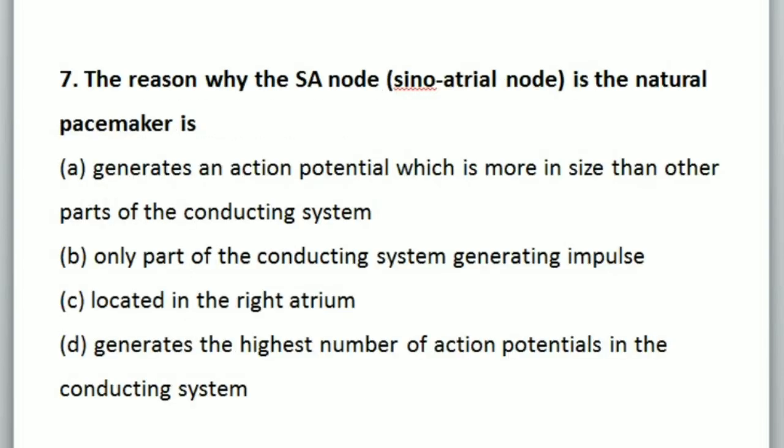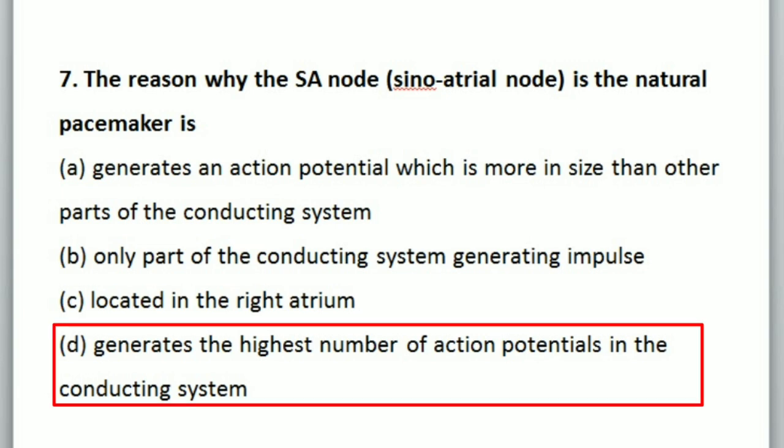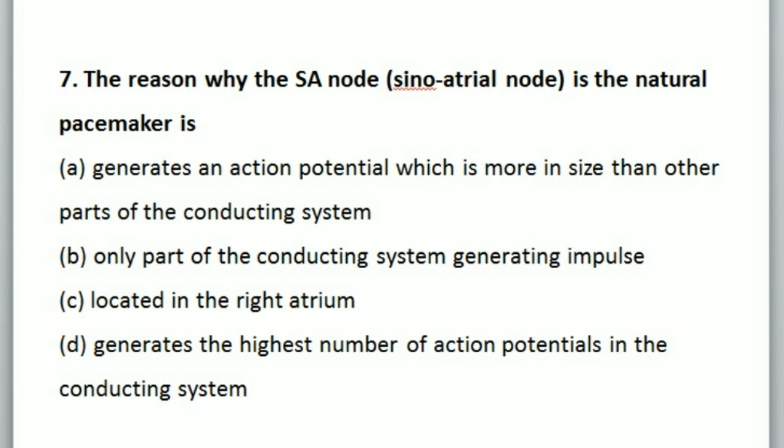7. The reason why the SA node, sinoatrial node, is the natural pacemaker is A. Generates an action potential which is more in size than other parts of the conducting system, B. Only part of the conducting system generating impulse, C. Located in the right atrium, D. Generates the highest number of action potentials in the conducting system. Answer D. Generates the highest number of action potentials in the conducting system.